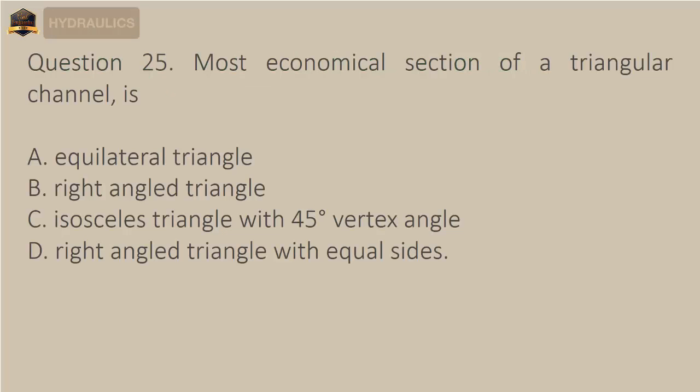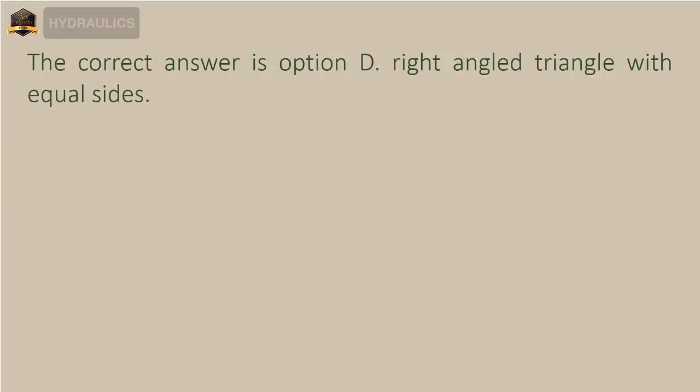Question 25. Most economical section of a triangular channel is A. Equilateral triangle. B. Right-angled triangle. C. Isosceles triangle with 45 degrees vertex angle. D. Right-angled triangle with equal sides. The correct answer is option D, right-angled triangle with equal sides.